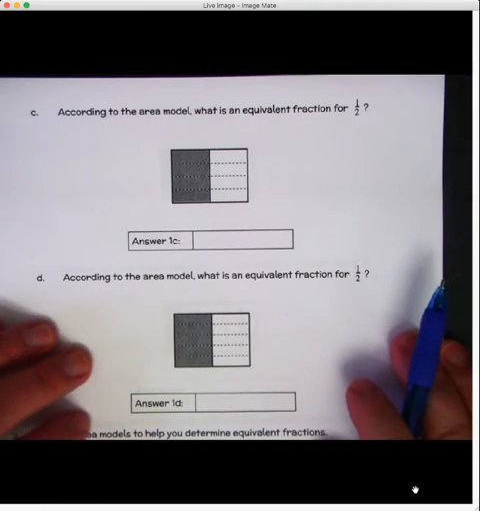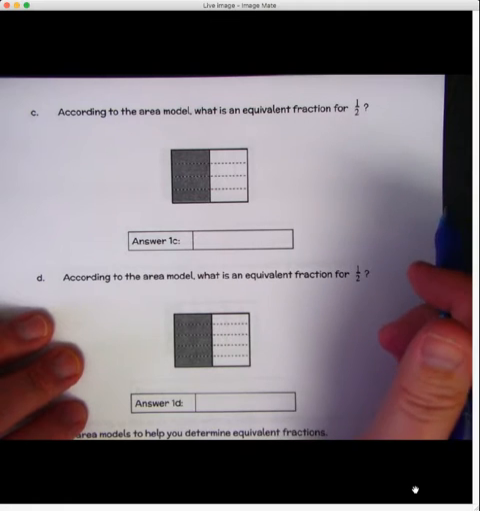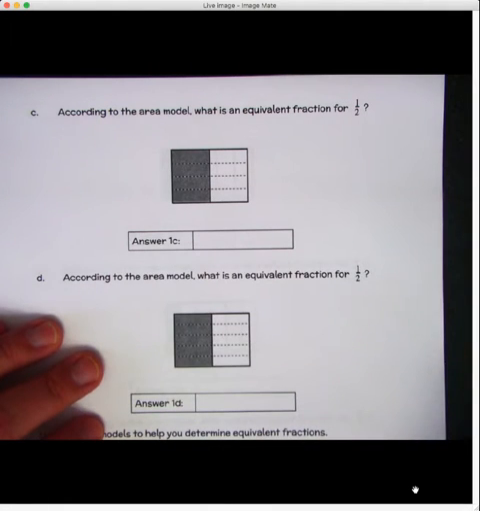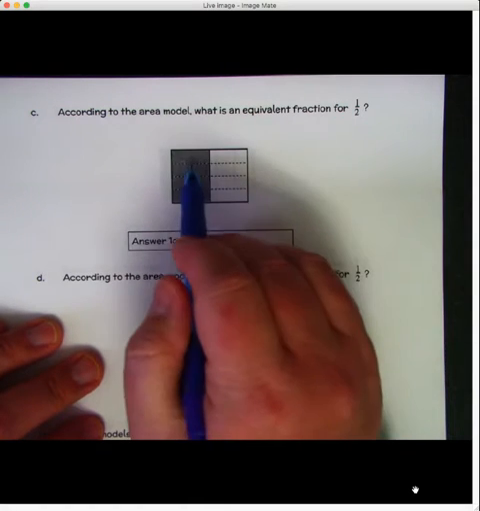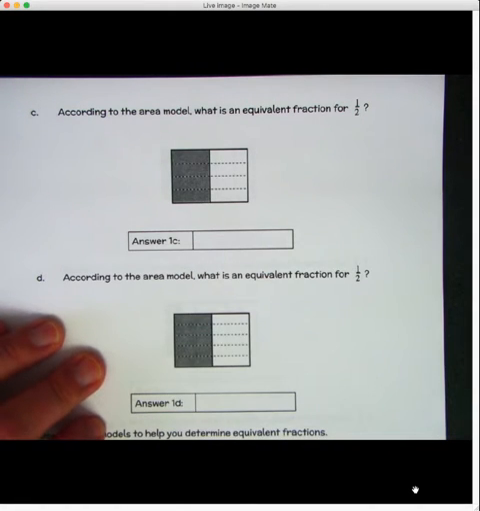We're still going to take this 1/2 on a couple more, but we are drawing more lines to split it into smaller pieces. So when we are splitting the rectangle into smaller pieces, that's called decomposing.